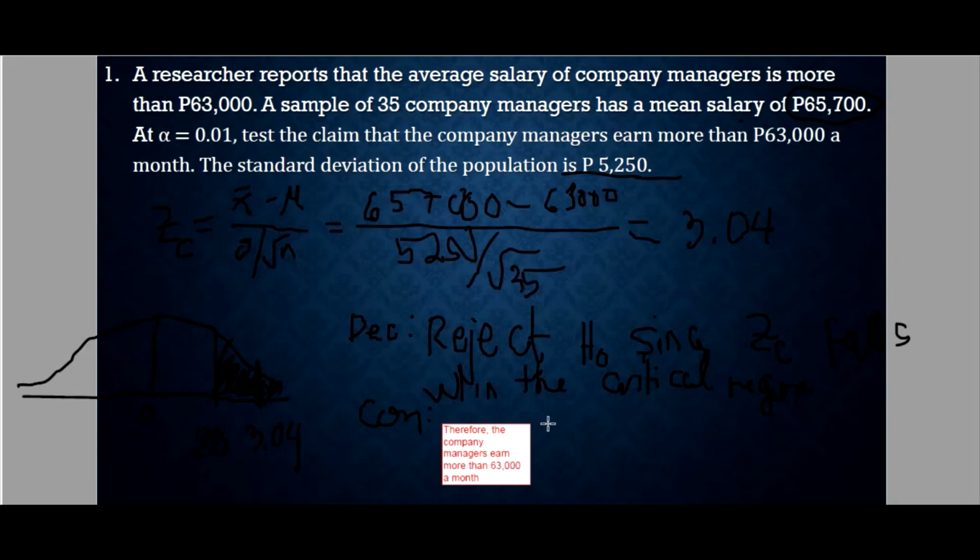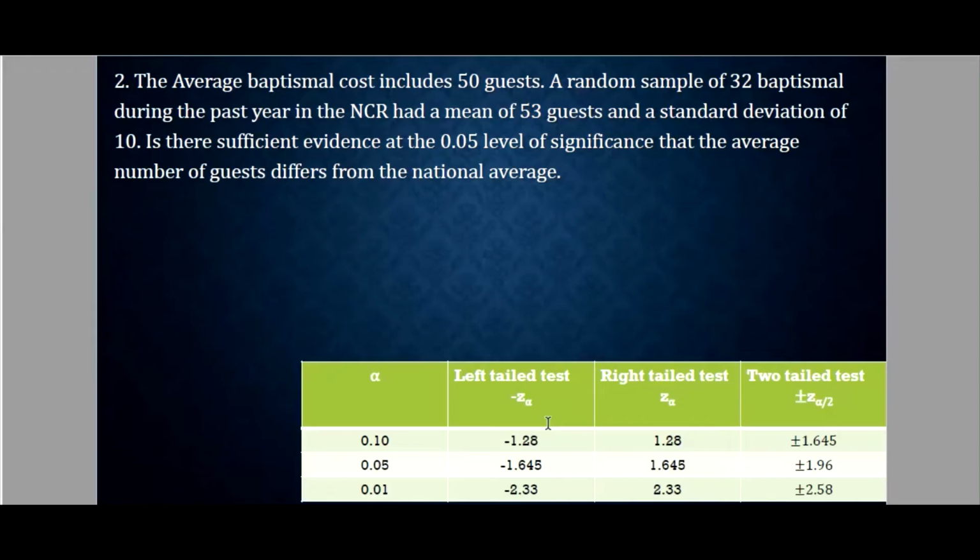Okay, so let's go to example 2. The average baptismal cost includes 50 guests. A random sample of 32 baptismals during the past year in the NCR had a mean of 53 guests and a standard deviation of 10. Is there sufficient evidence at the 0.05 level of significance that the average number of guests differs from the national average? So that is the question of this problem.